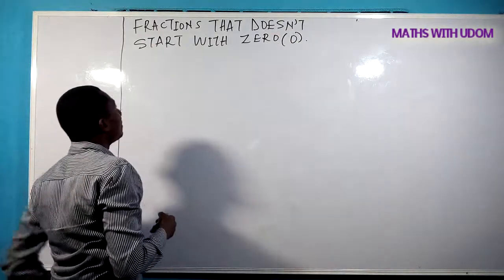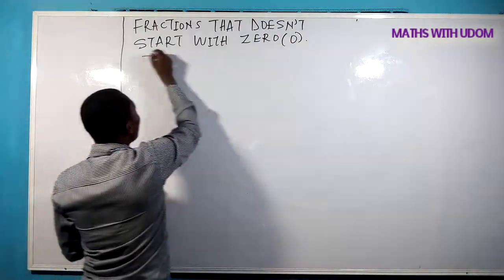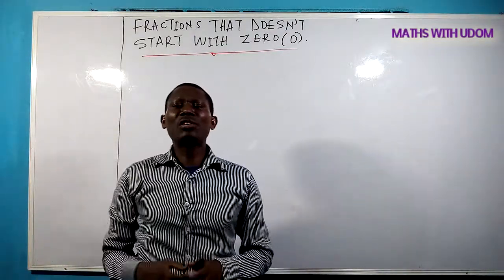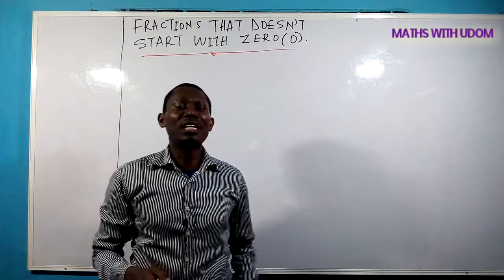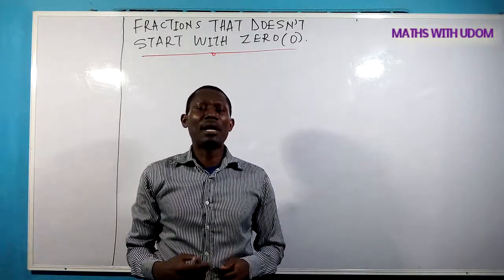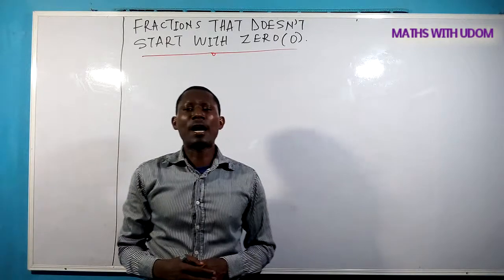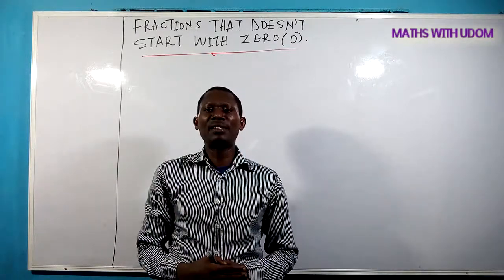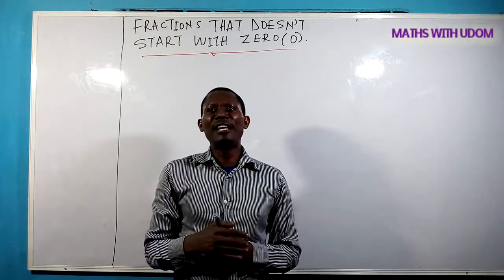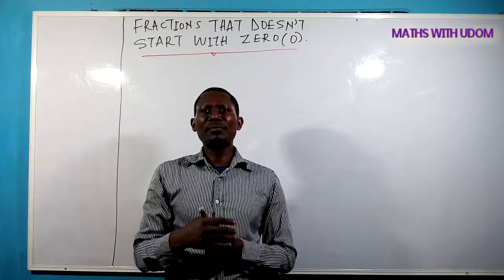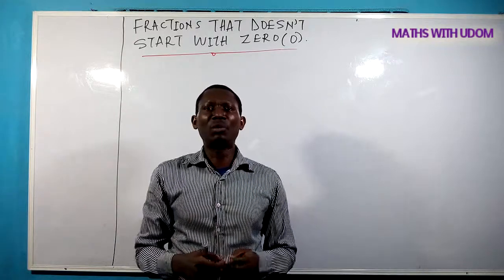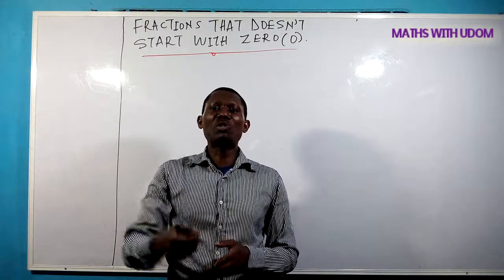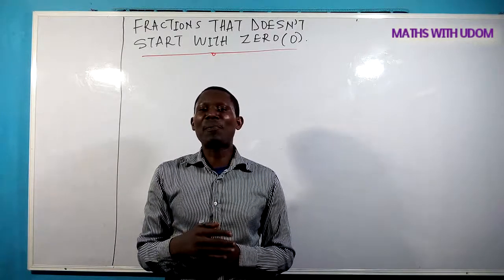Fractions that do not start with 0. Okay? Now, fractions that do not start with 0, by the time you convert them into an improper fraction and you reduce them to their lowest term, the final answer will also be an improper fraction. By the time you reduce them, at the end of the day, their final answer will also remain an improper fraction.